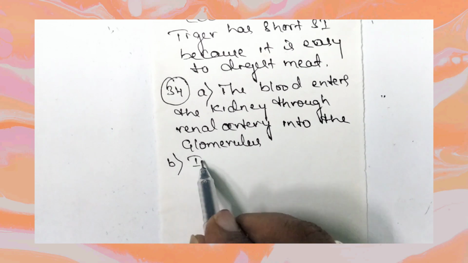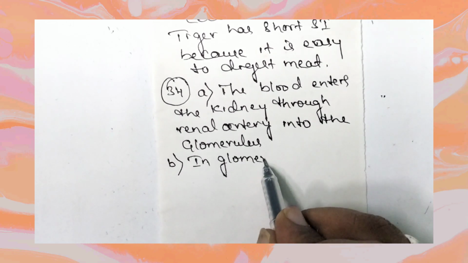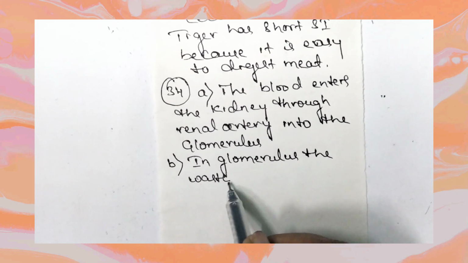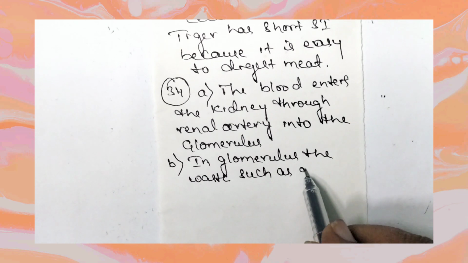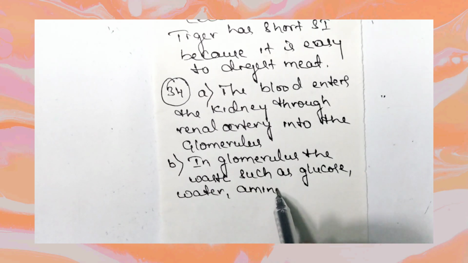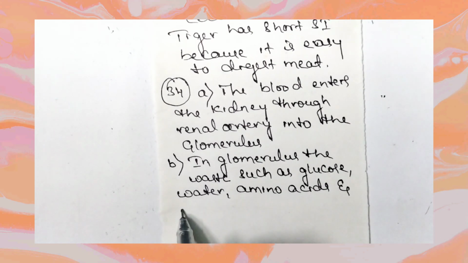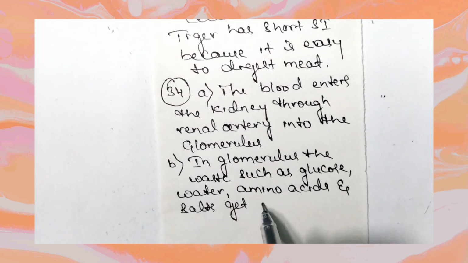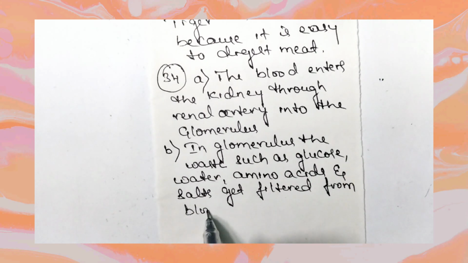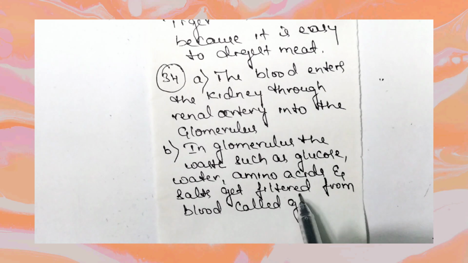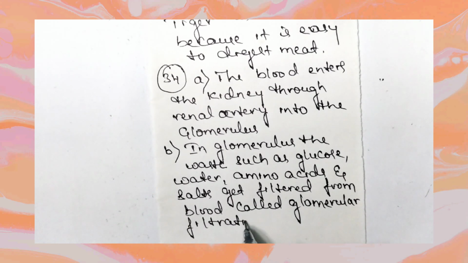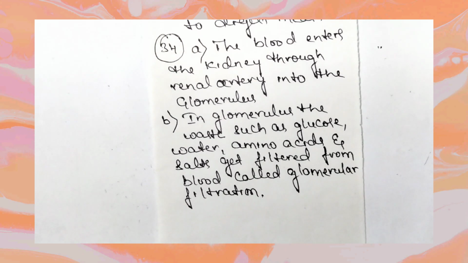Second one, in glomerulus, the waste such as glucose, water, amino acids and salts get filtered from blood, called glomerular filtration. This is the second function.